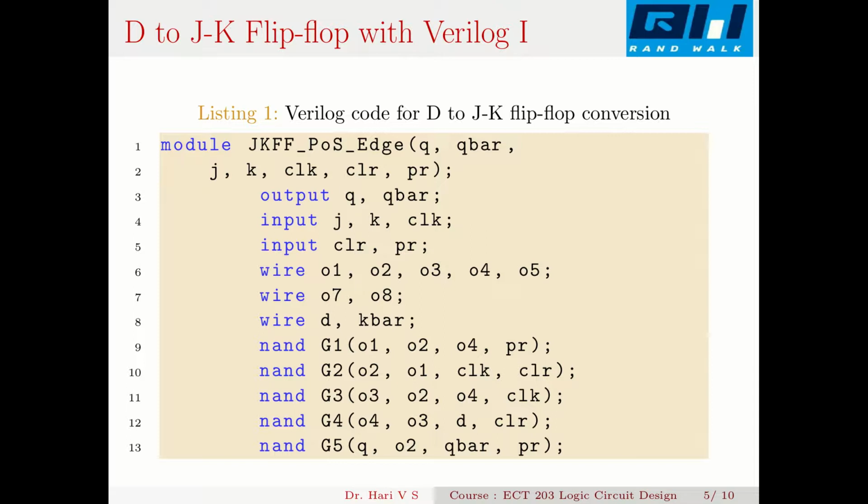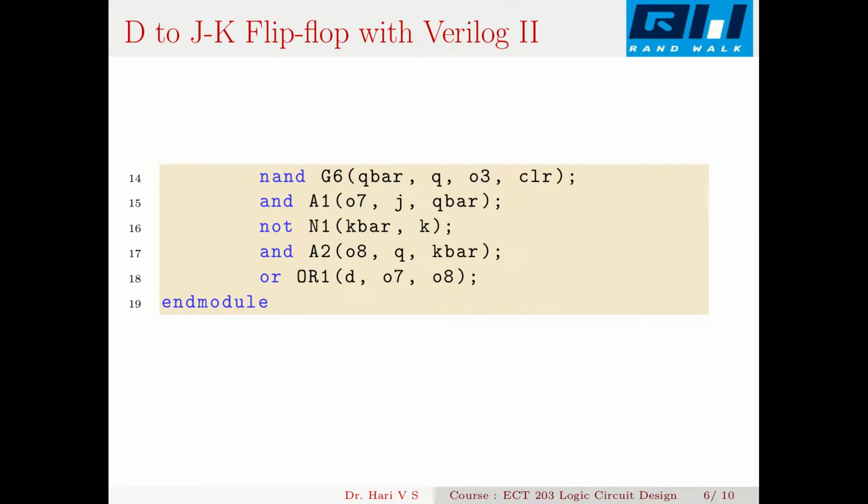If you look here, you can see that Q and Q bar are the outputs, and J, K, clock, clear and preset are the inputs. These inputs are declared here, and some internal wires or local nets are also declared. At the end, these four lines realize my combinational circuit.